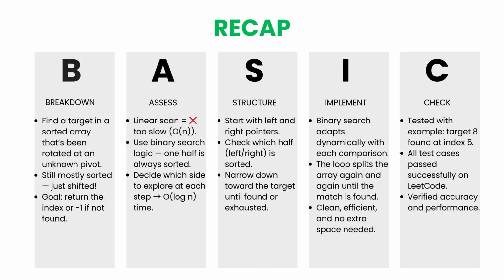Check recap. Testing the algorithm on our example confirmed the reasoning. The search quickly honed in on the target value of 8, found at index 5. Every comparison narrowed the field with precision, proving the O(log n) efficiency we expected from binary search.